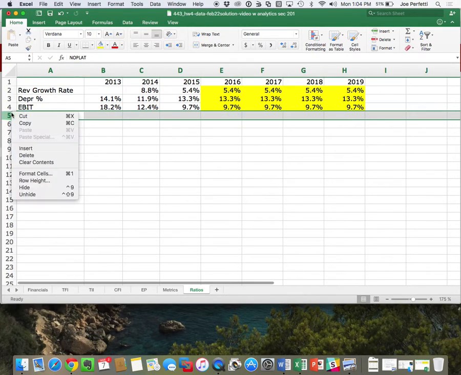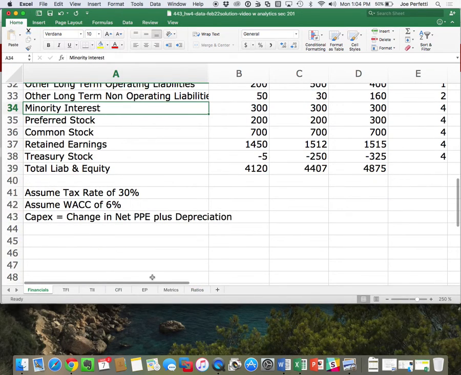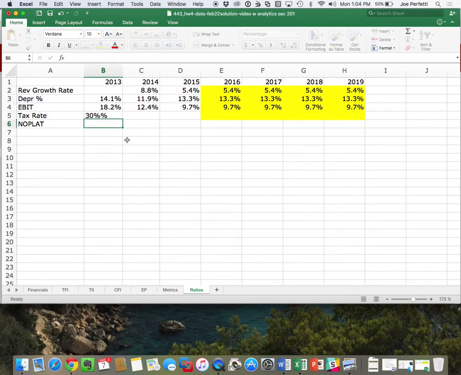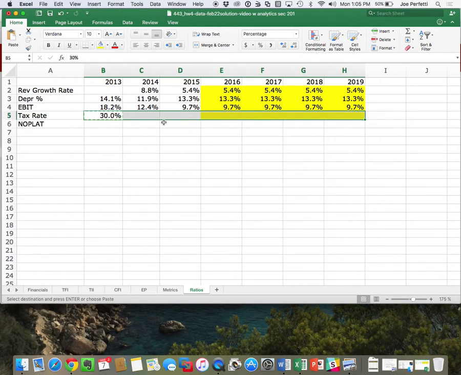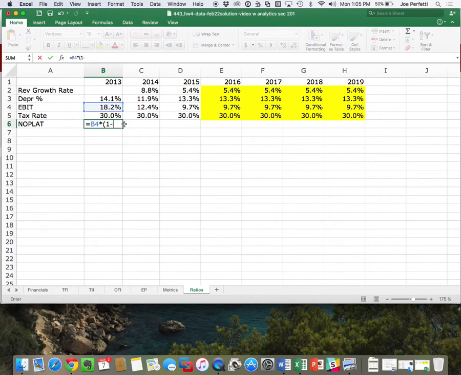So actually, take it back. Let me go ahead and put the tax rate in here. I forgot to do that. Tax rate. Right now, in the model, the historical tax rate was given to us as 30%. So we'll use 30%, and again, just run that forward. Equals previous year. Copy and paste. Sorry, Excel's been giving me a lot of trouble today. All right. So then my NOPLAT margin equals my EBIT times 1 minus the tax rate.